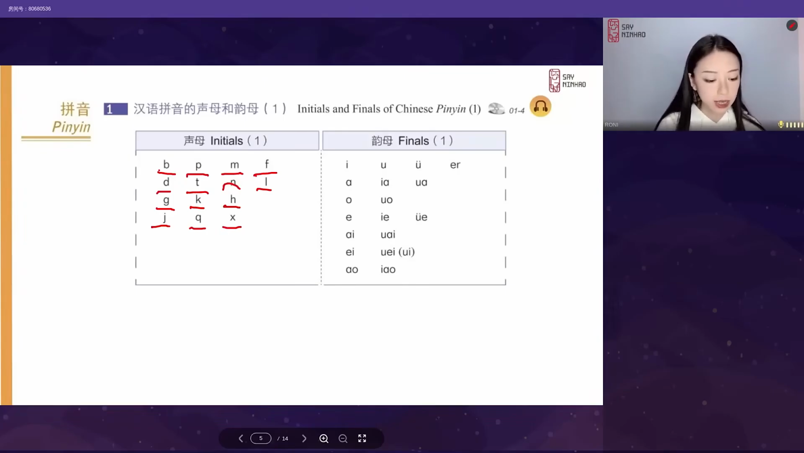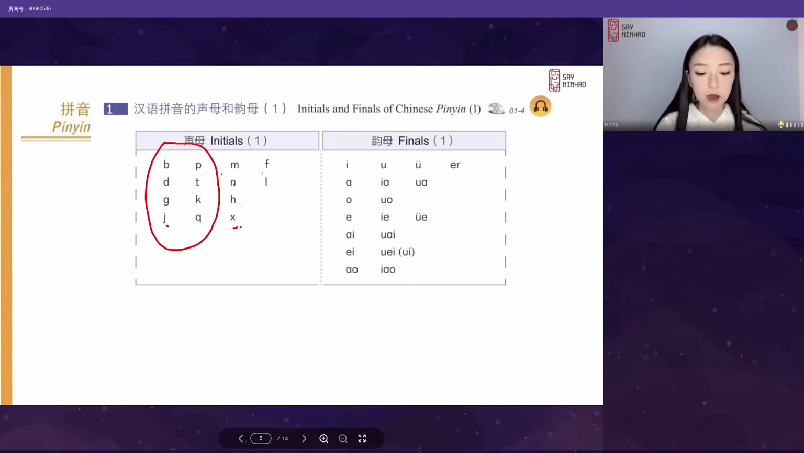Now let's see these two groups, okay? First, let me get rid of these lines. Let's see these two groups. 波 坡, 的 特, 哥 科, and 鸡 七. These two groups, I'm going to separate them. First one, this one is the unaspirated group, and this one is the aspirated initials.